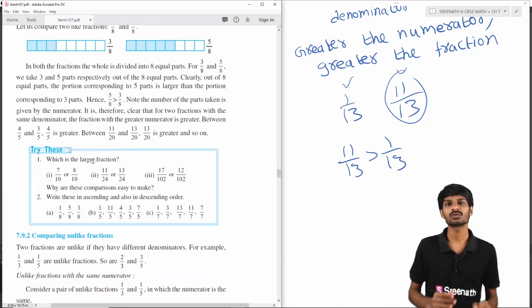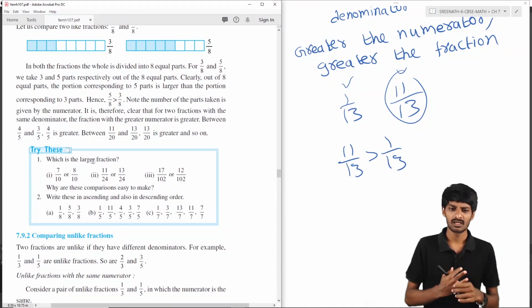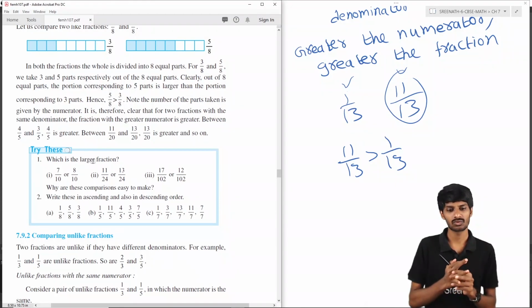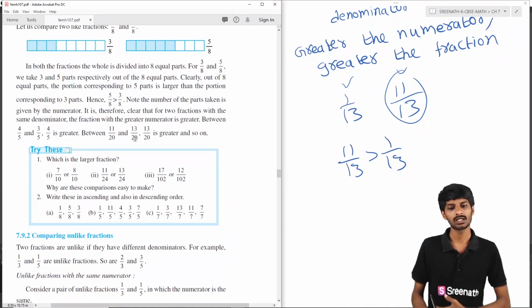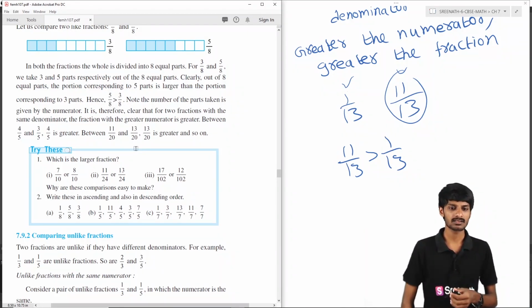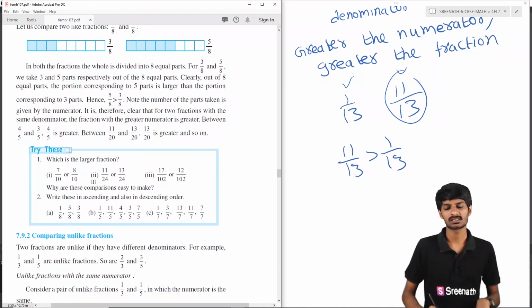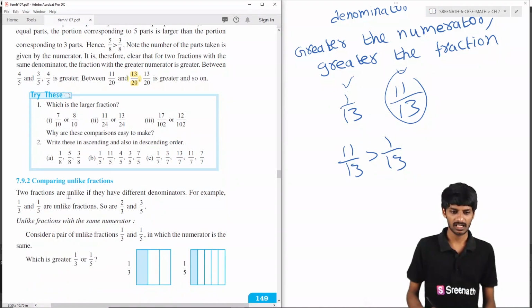11/20 and 13/20. In this case, how to deal with the task? It is also so simple, students. Which is greater, 11/20 or 13/20? In this case also, we simply do the same: 13/20 is greater, because 13 is greater than 11. Okay students, like that you have to do.